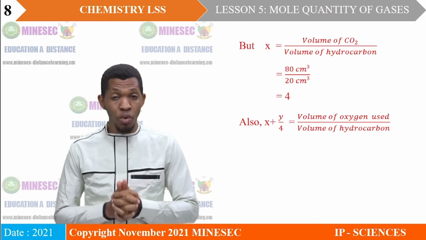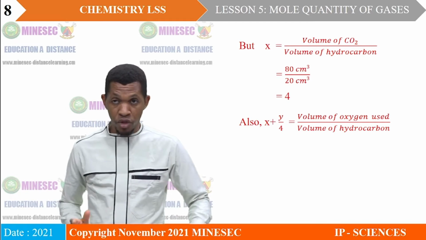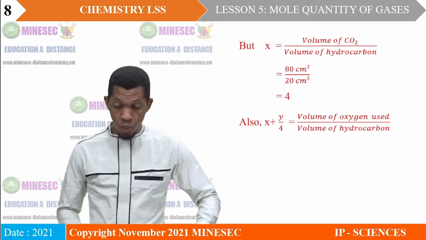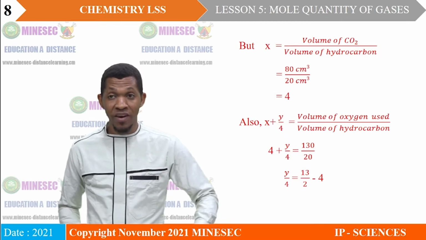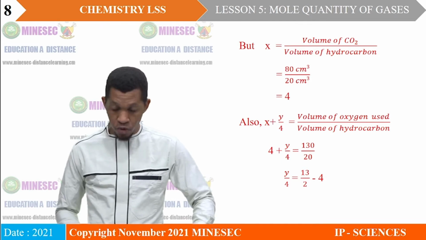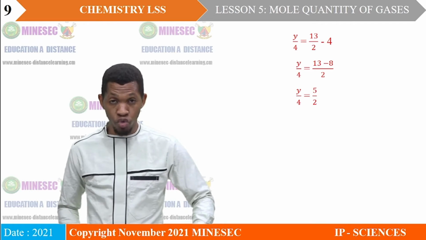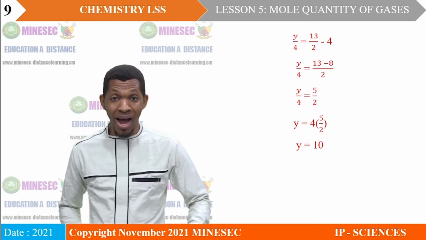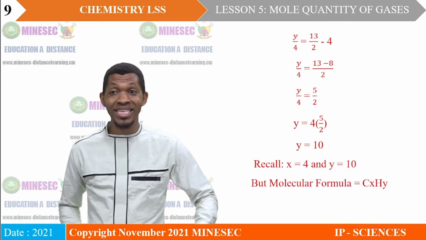Also, x plus y over 4 is equal to volume of oxygen used over volume of hydrocarbon. We substitute x with its value, volume of oxygen with its value, and the volume of hydrocarbon with its value, we have 4 plus y over 4 is equal to 130 divided by 20. Simplifying, we have y over 4 is equal to 13 over 2 minus 4. This gives us y over 4 is equal to 13 minus 8 over 2, and y over 4 is equal to 5 over 2. Simplifying further, we have a value of y is equal to 10. So y is equal to 10 and x is equal to 4.